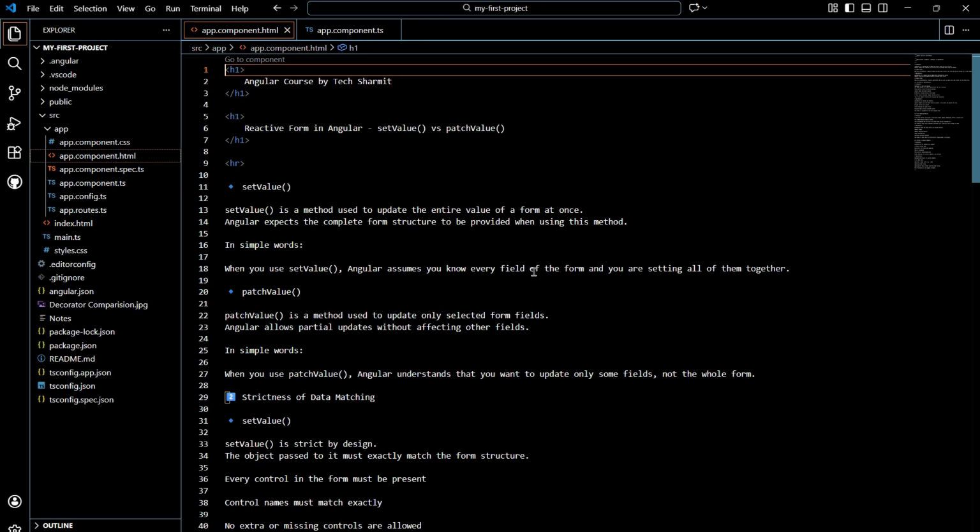So these are some of the most defining parameters. Maybe in an upcoming session we will take a few more parameters if required. I'll check and I'll let you know. Otherwise we will move on to the next topics. But overall, in today's session we discussed what is the exact difference between set value and patch value. I hope this session is clear to all of you, and in the next session we will discuss a few more things related to Angular.